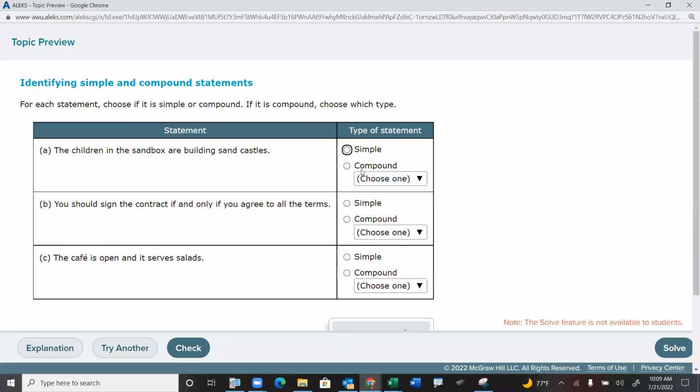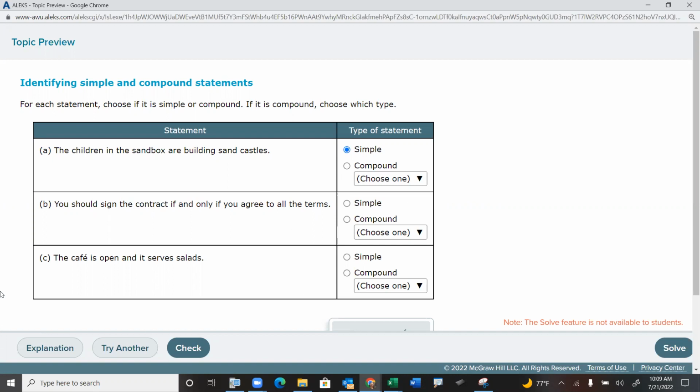Okay, on this one, we're going to identify simple and compound statements, okay? So if you have an if then, or an if and only if, or an and, or an or in the statement, then it's going to be compound. But if you don't, it's just a simple statement. You don't have multiple statements connected. So part A, the children in the sandbox are building sandcastles. There's no and, there's no or, there's no if, there's no then. So it's just a simple statement.